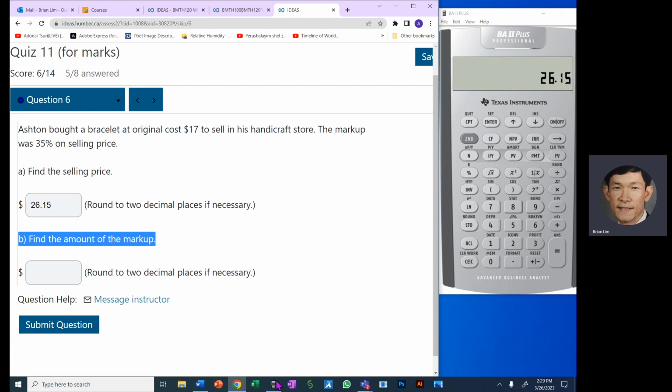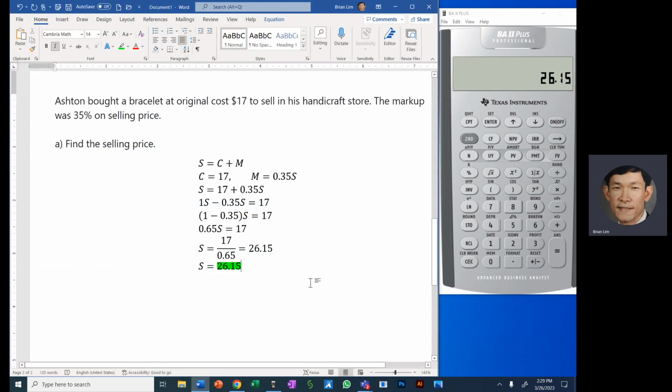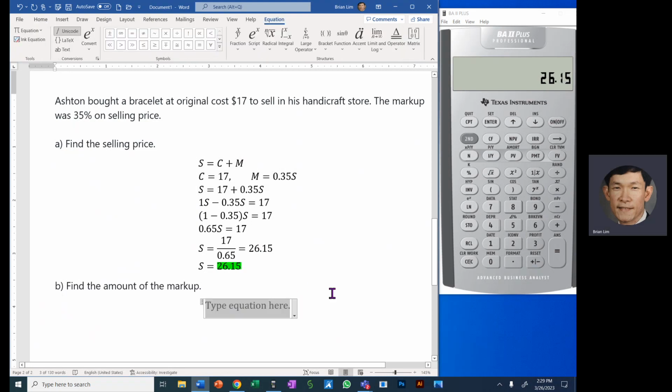Okay, so we can copy and paste, and we can go and find the markup. All right, so what is the markup? Well, there are two ways of getting the markup. We could use this formula right here and then insert the selling price. We have the cost price, and then we just subtract them. So that is one way. All right, let's do that. So we know that S is equal to C plus M, and we can just go and put in 26.15 is equal to 17 plus M.